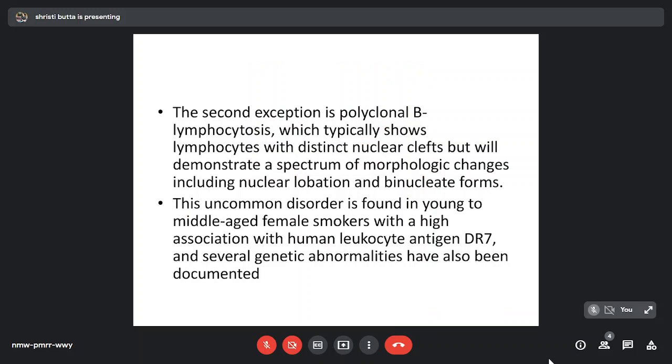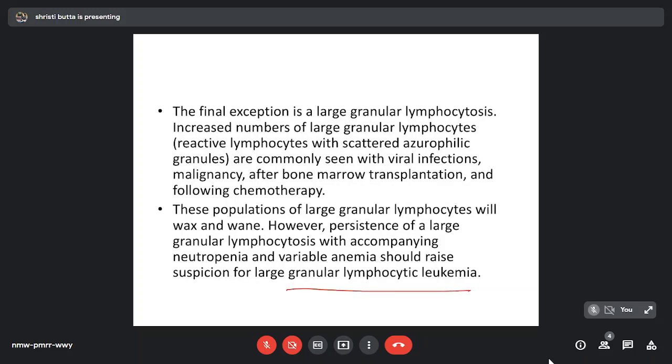This large granular lymphocytosis can also be seen in viral infections, and so it needs to be differentiated from large granular lymphocytic leukemia. Obviously, history would help in that.